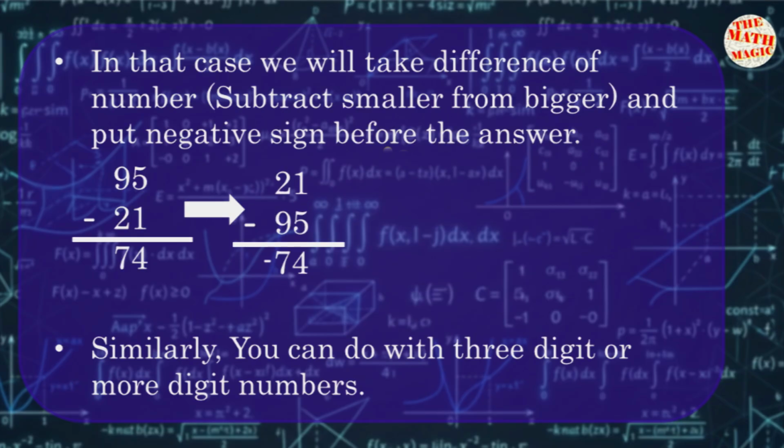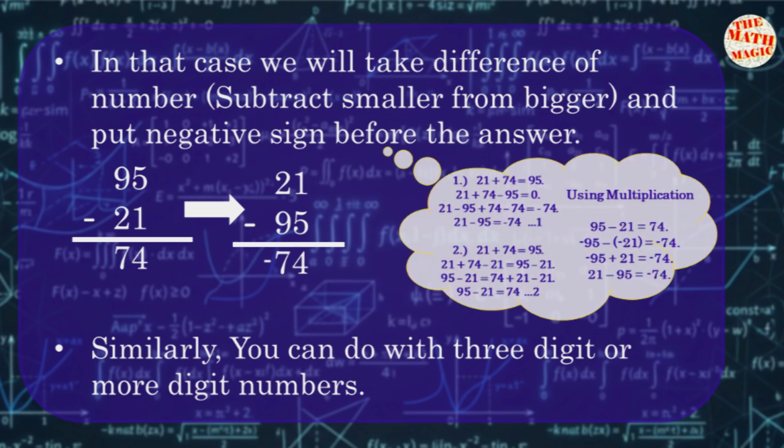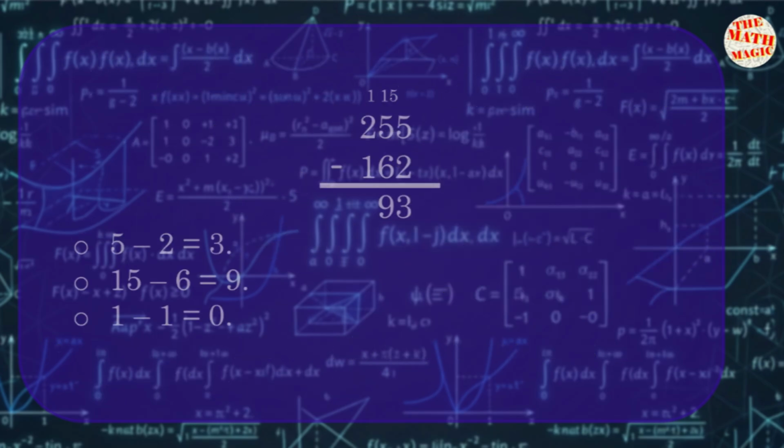In these types of cases, we take the difference of the numbers and put a negative sign before our answer. The logic behind this is shown. You can see 2 groups of equations here and also a method that shows the same thing with multiplication. Using multiplication is easier, but you will learn about multiplication in our upcoming video, so till then you can avoid it if you don't know multiplication. An example with 3-digit subtraction is shown here.